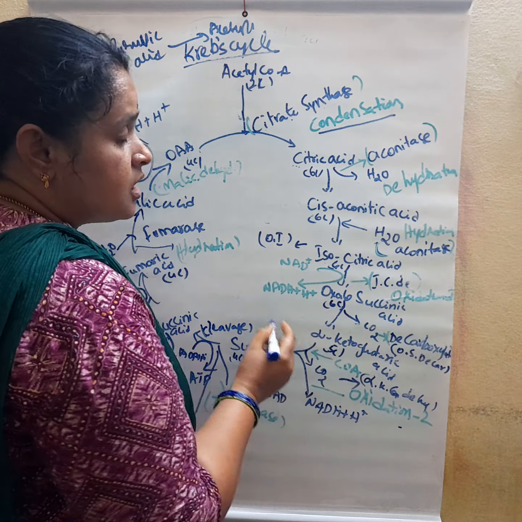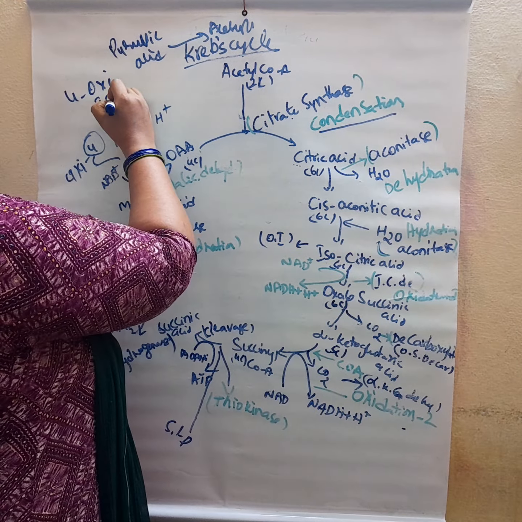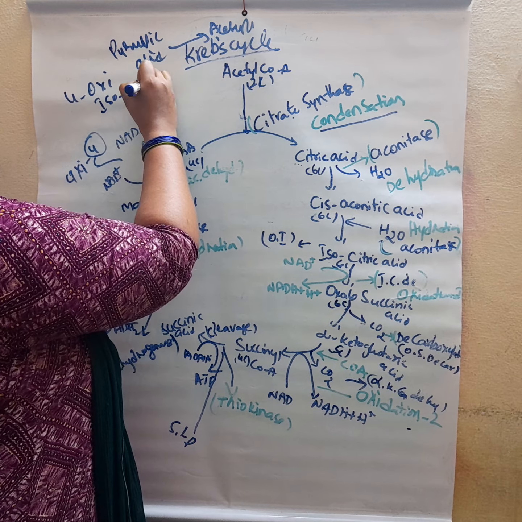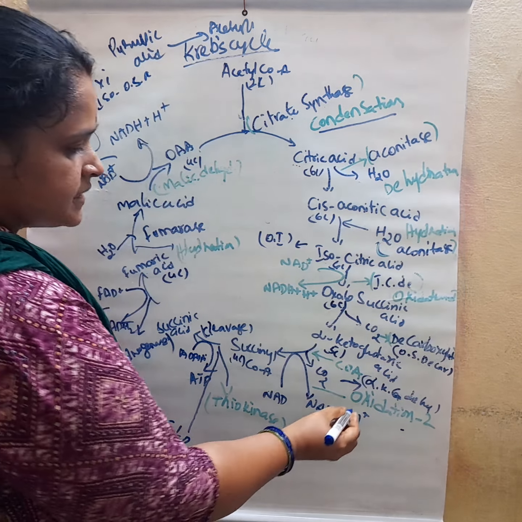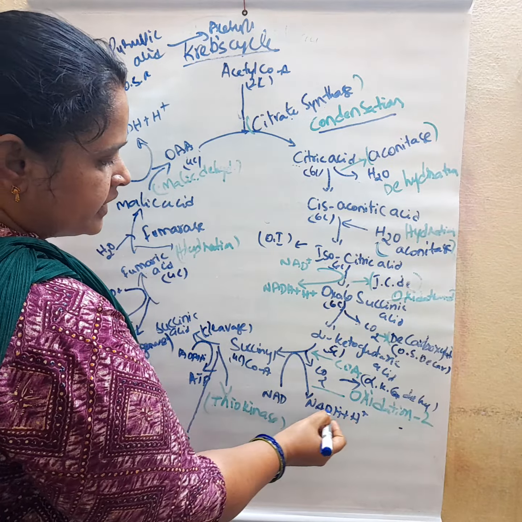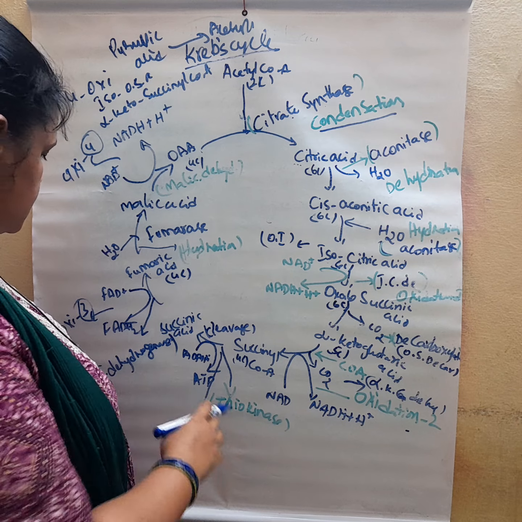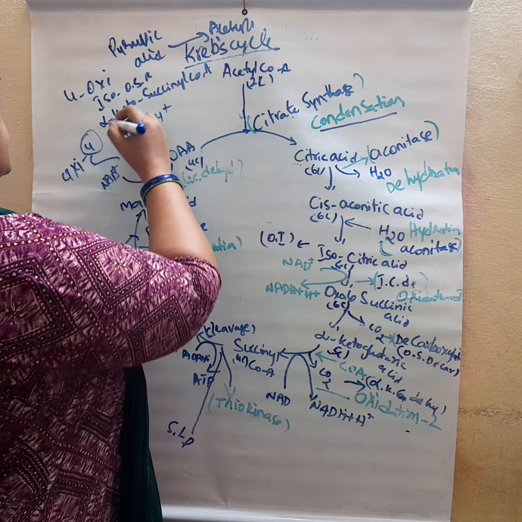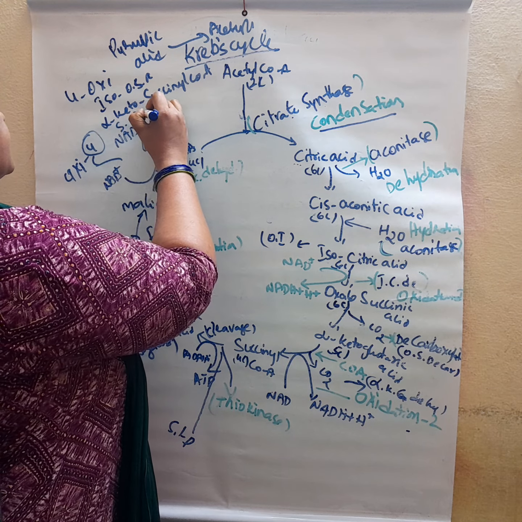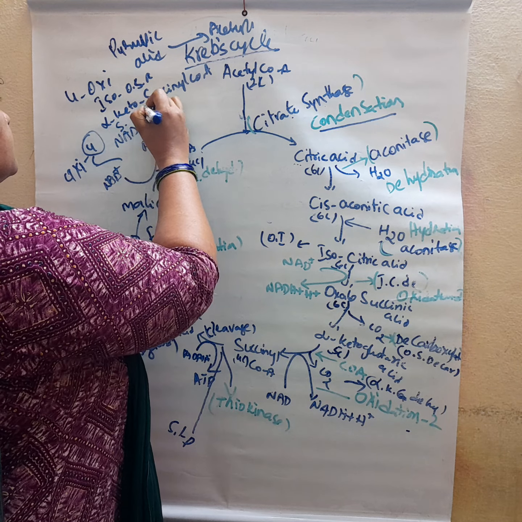One step is isocitric acid to oxalosuccinic acid. Next, the second step is alpha keto to succinyl CoA. Understood this reaction? Next, succinic acid to fumaric acid. Next, fumaric acid to malic acid.